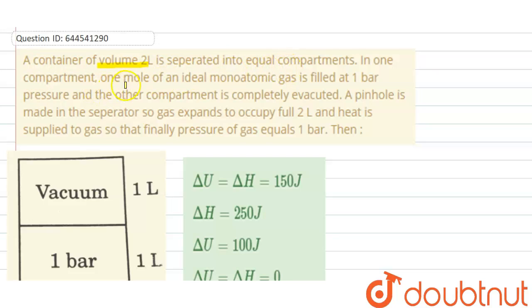Hello everyone, here our question is: a container of volume 2 liter is separated into equal compartments. In one compartment, 1 mole of an ideal monoatomic gas is filled at 1 bar pressure and the other compartment is completely evacuated.